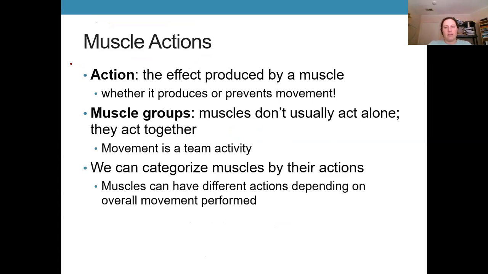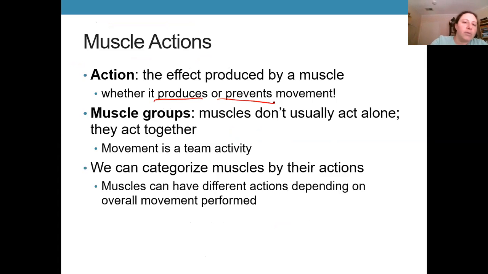So actions, we have some more detail for that too. Any effect produced by a muscle contraction is called a muscle action. And that can be whether it produces movement or prevents movement. So when the muscle contracts, sometimes it's actually stopping a movement from happening, and that's still a muscle action. Now that makes sense when we realize that muscles act together.